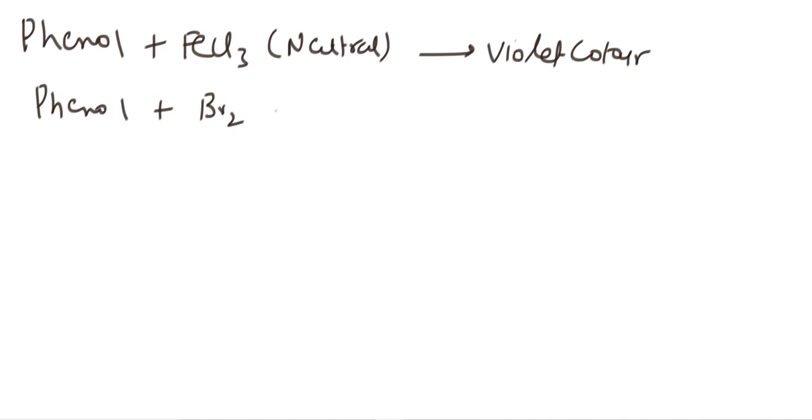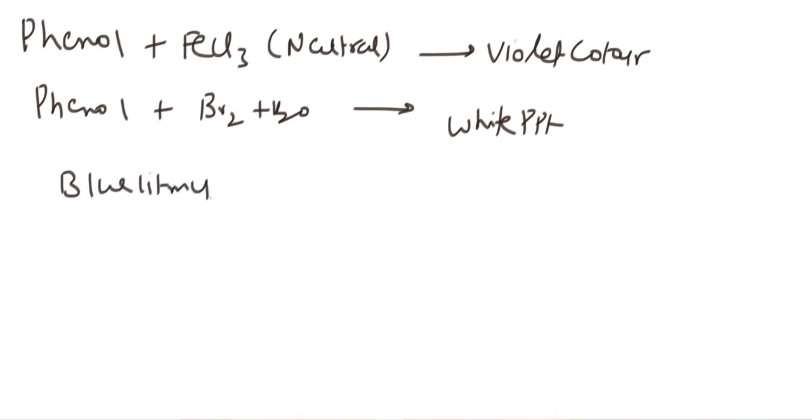Phenol with bromine water: you are getting a white precipitate. Okay. So phenol with blue litmus, it gives what color? Red color.